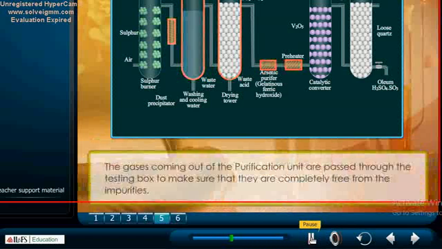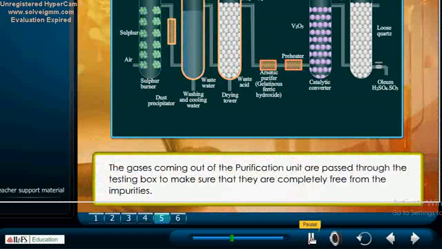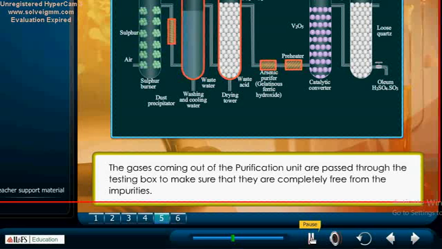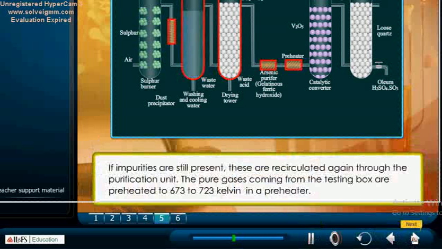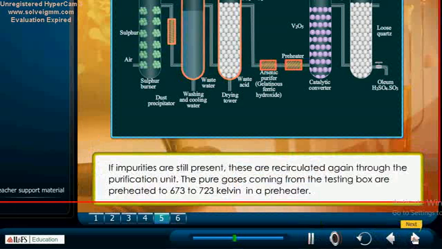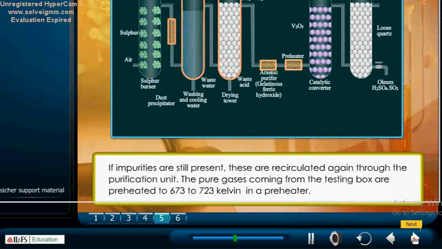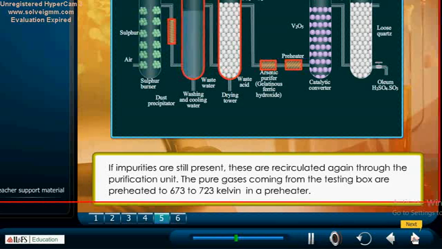etc. The gases coming out of the purification unit are passed through the testing box to make sure that they are completely free from impurities. If impurities are still present, these are recirculated again through the purification unit. The pure gases coming from the testing box are preheated to 673 to 723 Kelvin in a preheater.